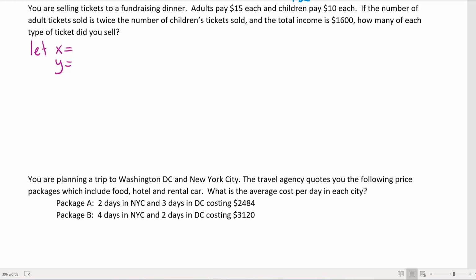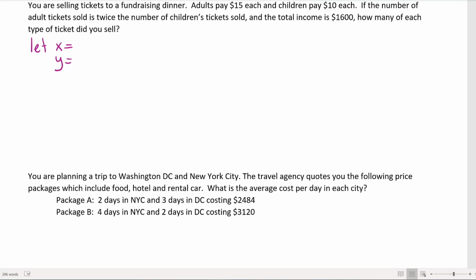Let's keep reading. If the number of adult tickets sold is twice the number of children's tickets sold, again, children and adult tickets, the total income is $1,600. How many of each type did you sell? And the really big key here is how many of each type. So what are the x and y? The types of tickets. So the x is going to be the number of adult tickets, and y will be the number of child tickets.